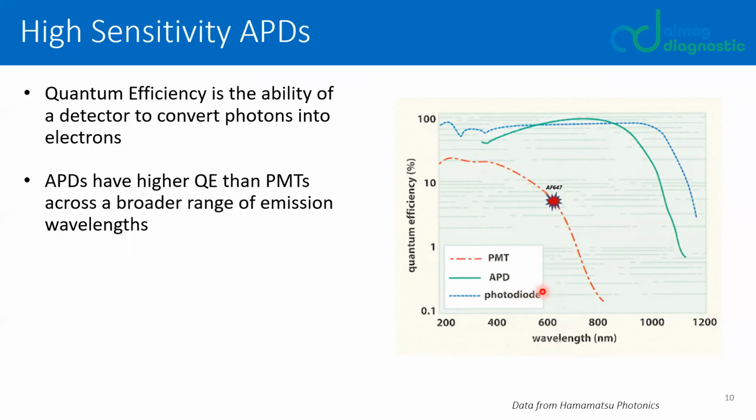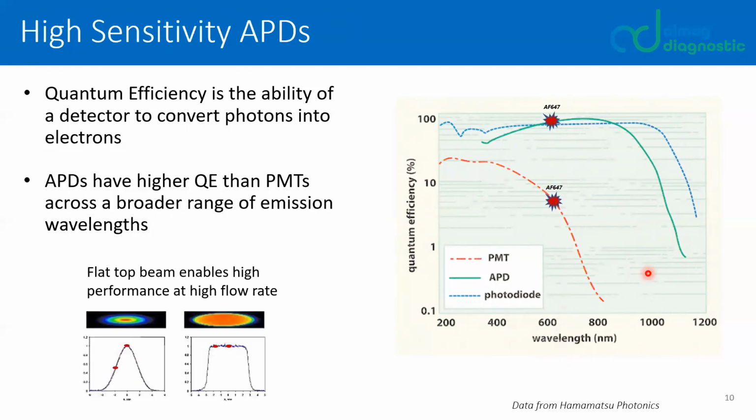And if we take, for example, Alexa 647, when using the traditional PMT, it has only 5% efficiency, meaning that out of 100 photons, only 5 of them will be converted into electrons. When using APDs, this number is very close to 100%. This gives us much better sensitivity and resolution.